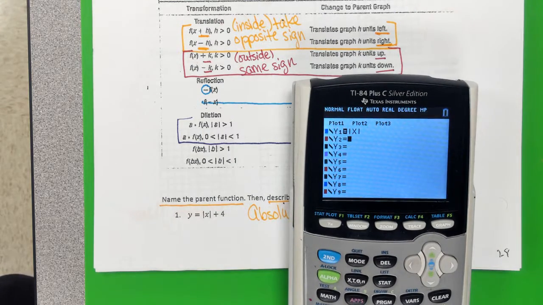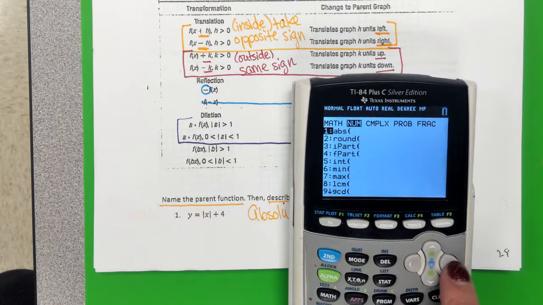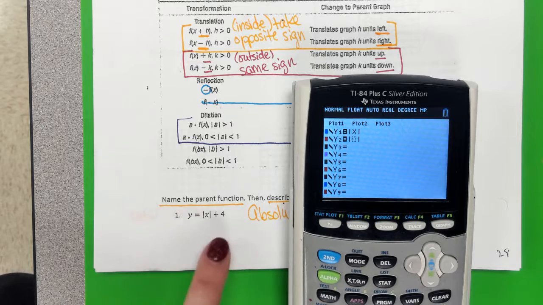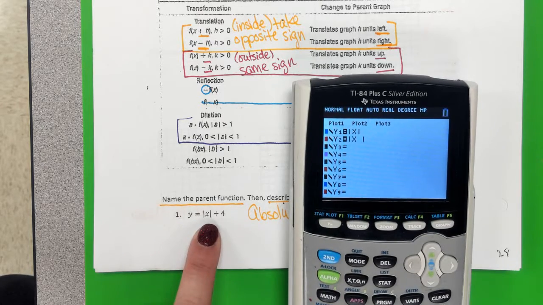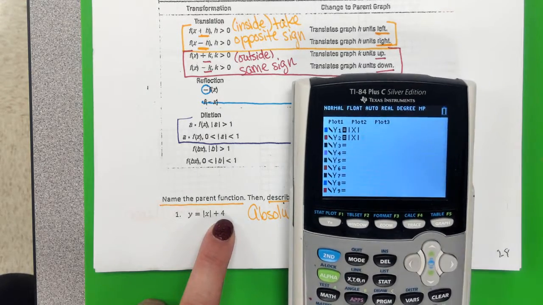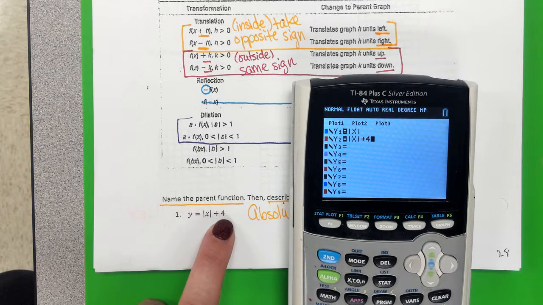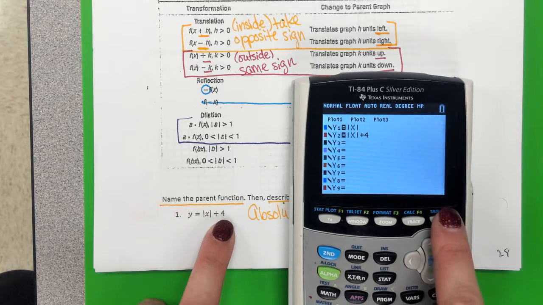Hit the down button. And how do we graph absolute values? We hit math. Number. Abs. And this time we're going to hit X. Now look where that 4 is. That 4 is outside. So you either have to close your parentheses or you have to hit the right arrow button, then hit plus 4. If you type it in wrong, it's going to graph it wrong. And then we can hit graph.